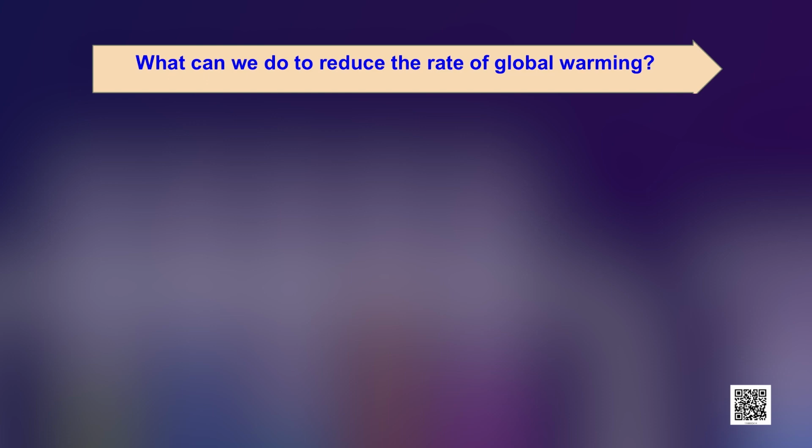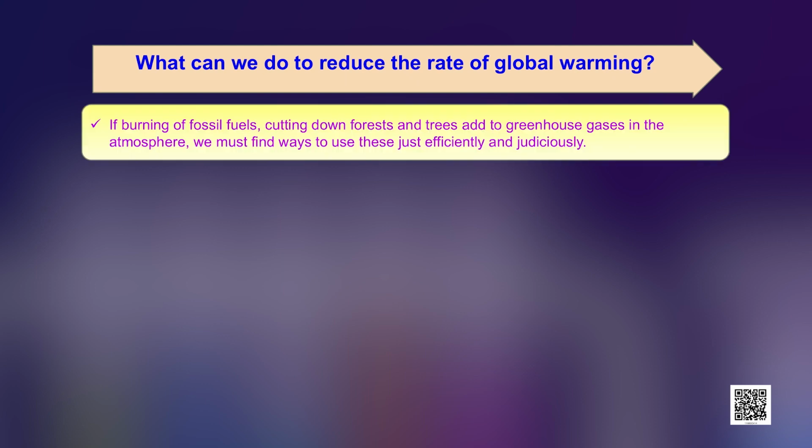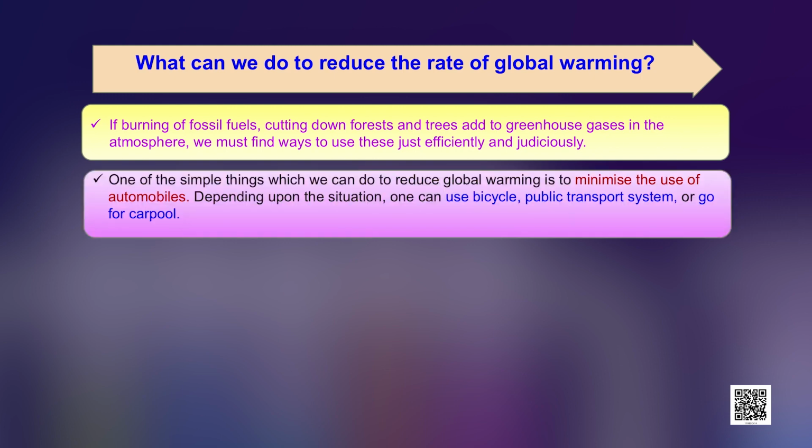So, now you have a question: how to reduce the rate of global warming? If burning of fossil fuels and cutting down trees and forests continue, then the release of greenhouse gases will continue in the atmosphere. So, we should find ways to use these very efficiently and very judiciously. One of the simple things we can do to reduce global warming is to minimize the use of automobiles. Depending upon the situation, one can also use a bicycle, public transport system, or go for carpools.